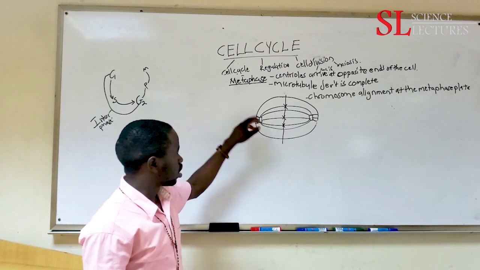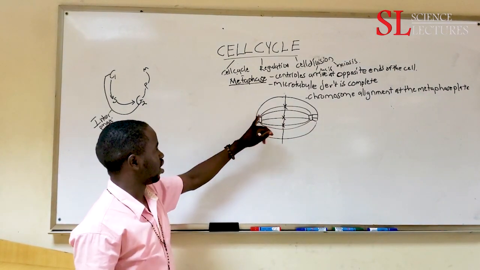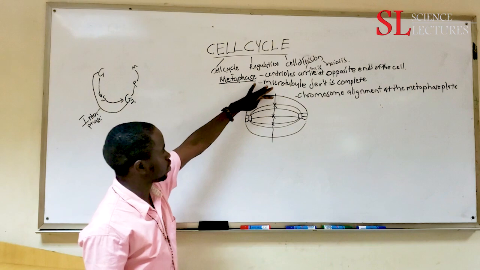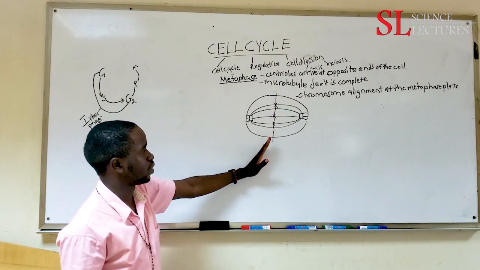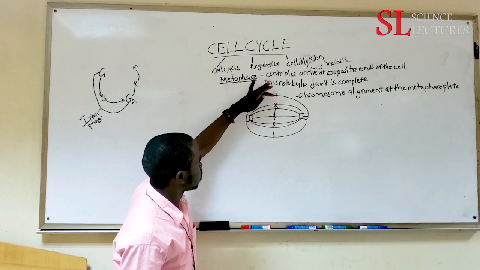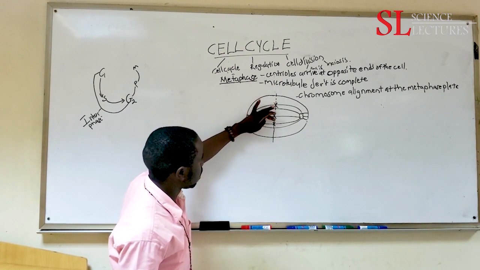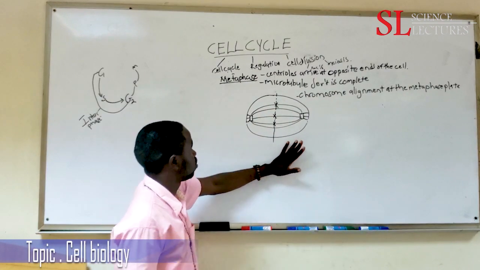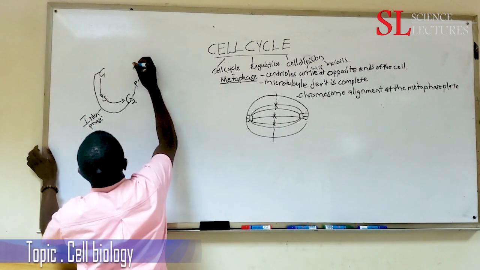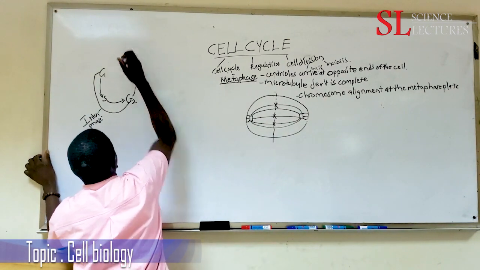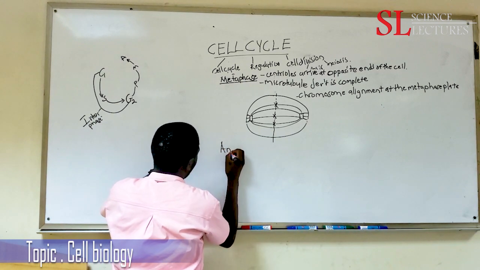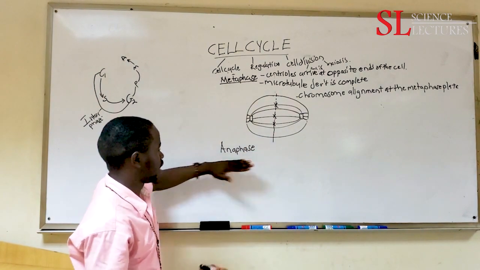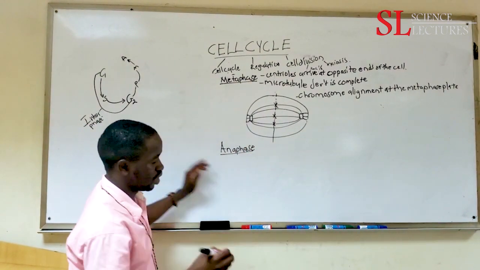I repeat, the centrioles are at opposite ends of the cell. Microtubule development, or spindle fiber formation, is complete. Then the chromosomes align themselves at the metaphase plate. The metaphase plate is something imaginary, it doesn't really exist, but they align themselves there, and we are going to see the significance of that. So from metaphase, our cell shall then proceed to anaphase. Just remember, meta means in between, ana means apart.